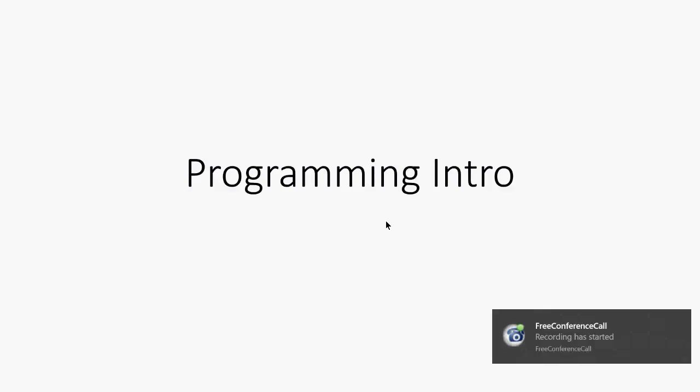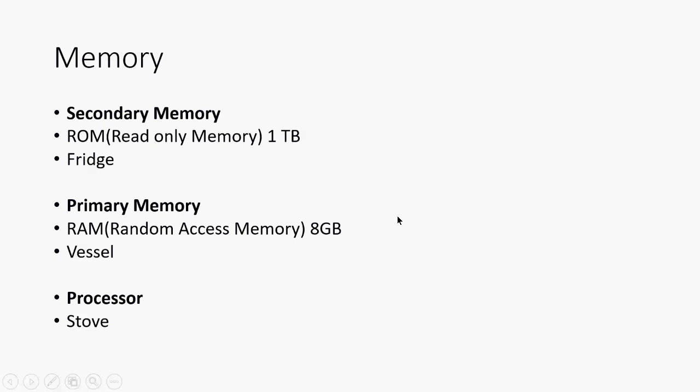So the first thing we are going to see is what is memory. There are mainly two kinds of memory. One is secondary memory, and the next one is primary memory. Secondary memory refers to ROM.